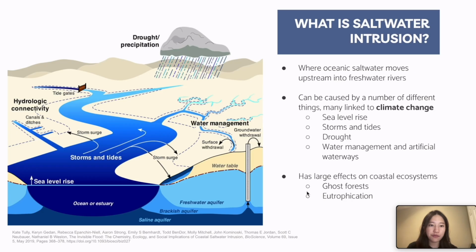And so, starting off, what is saltwater intrusion? Saltwater intrusion happens when saltwater from the ocean flows upstream into freshwater rivers. This can be caused by a number of different factors, many linked to climate change, like sea level rise, storms and tides, and drought. It can also be linked to human factors, like water management and artificial waterways. In general, saltwater intrusion can have a large influence on coastal ecosystems, such as coastal forests and eutrophication, which is the loss of nutrients in forest areas.